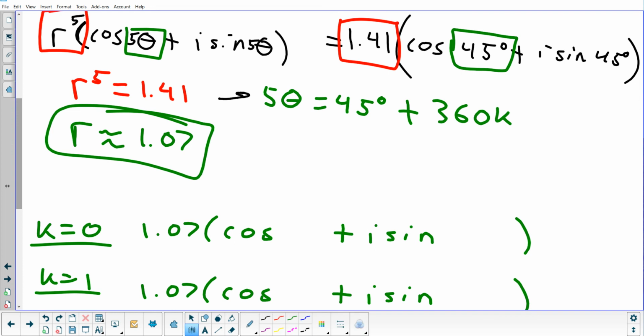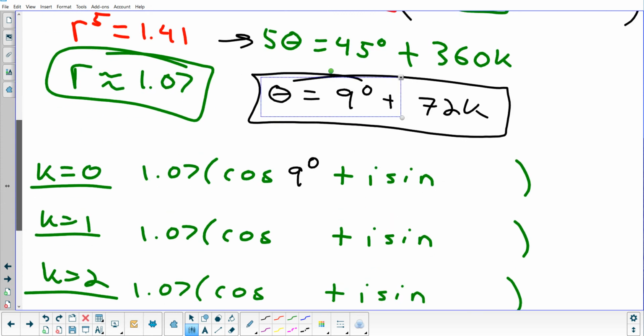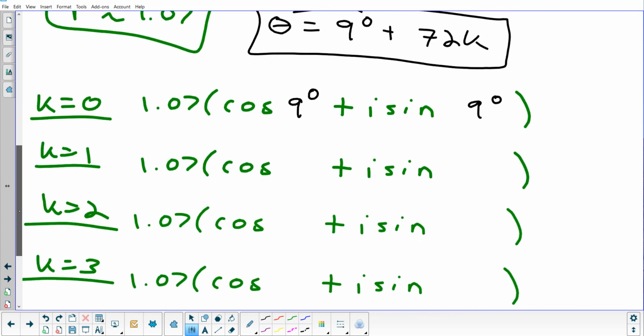What should we do to make this formula a little bit easier to work with? Instead of having 5 times our angle, what could I do? Yeah, divide by 5. Just divide everything by 5. So 9 plus 72K. Now, fill in 0 through 4 and write your answer. What's 72 times 0? 0, plus 9, 9. There's your first angle. All right, K equals 1. What's 72 times 1? Yeah, 72. And what's 72 plus 9? 81.